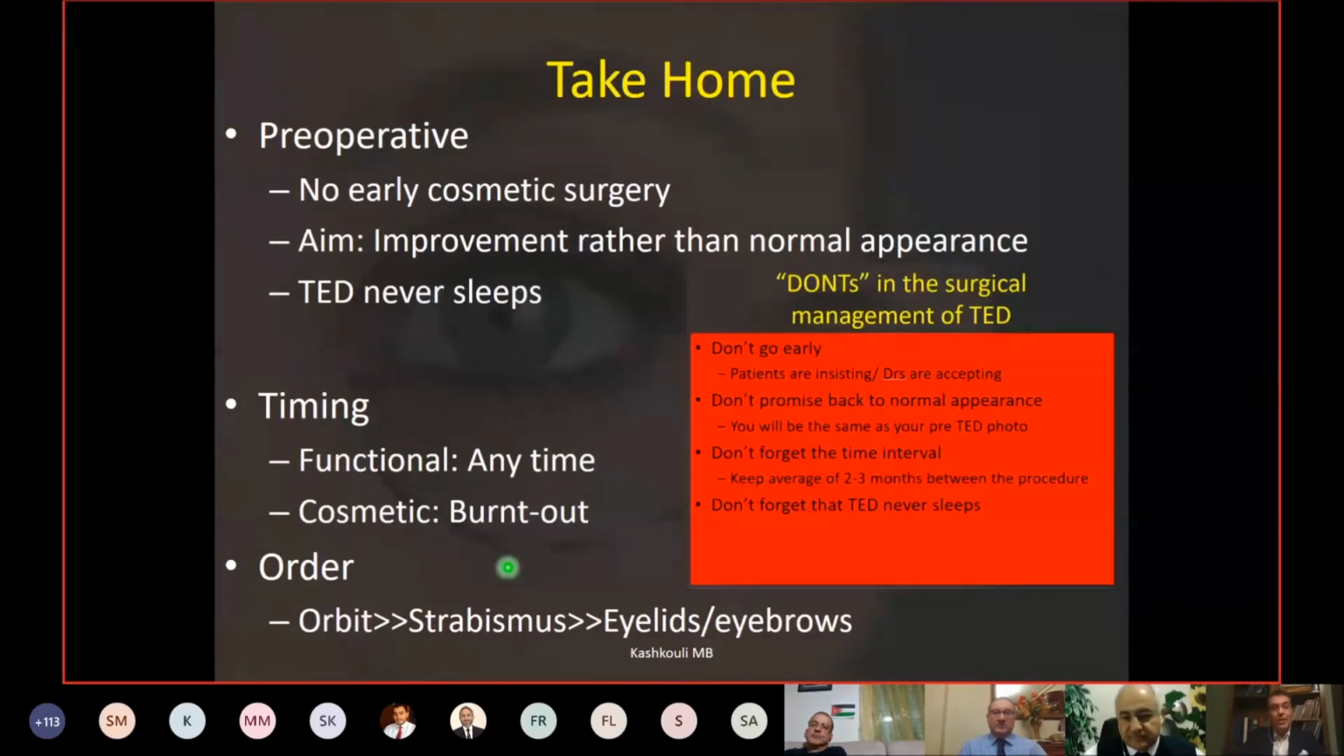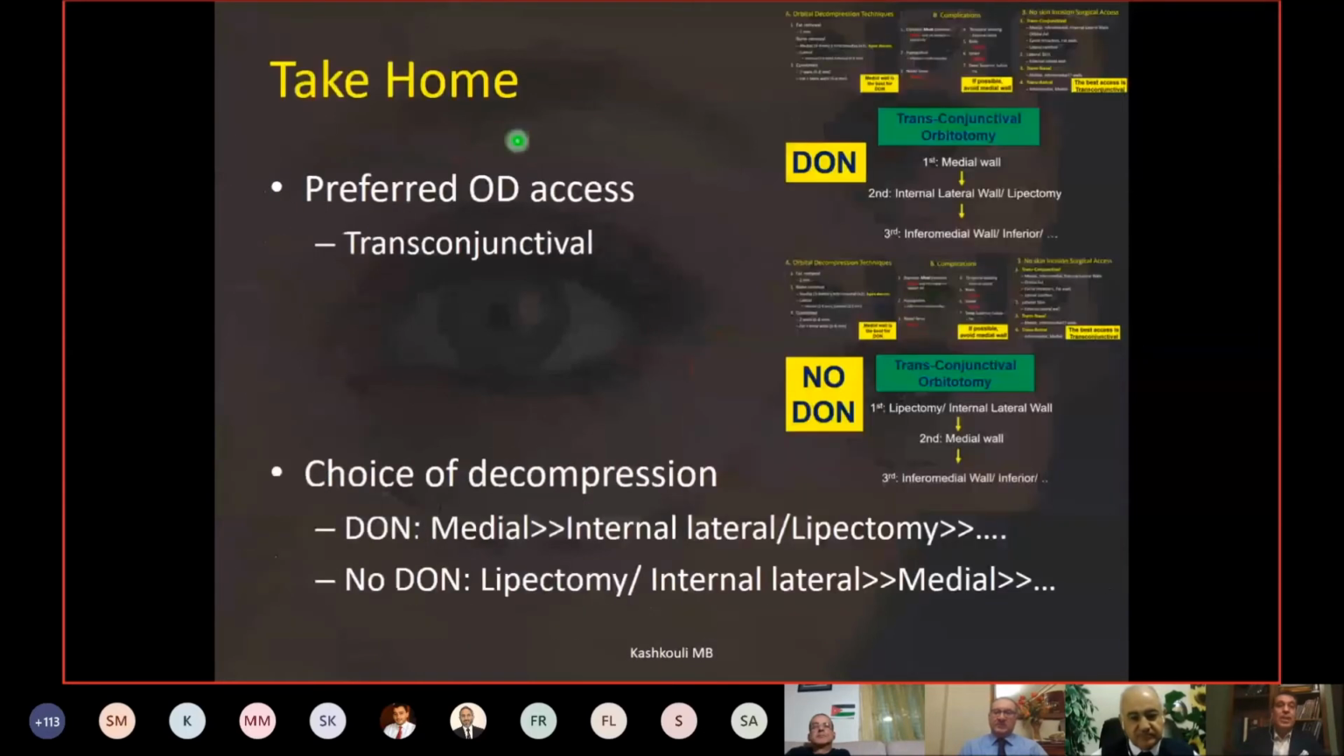That is the problem. And most of these cases I see in my clinic have already had their part of these cosmetic surgeries because they insisted and the doctor accepted and performed them. Now we are dealing with the complications. Order, in spite of some new ideas, and Mahmoud, I think we'll talk about mixing all together, but I still stick to this plan of orbit, strabismus, and then eyelid procedures.